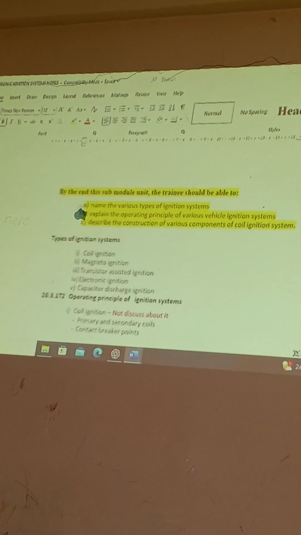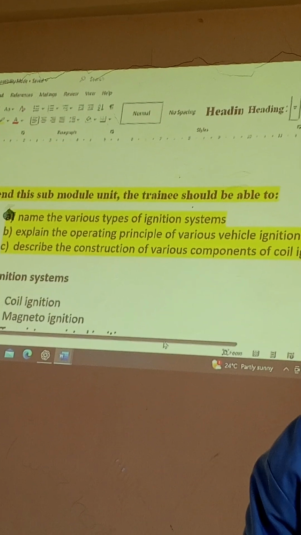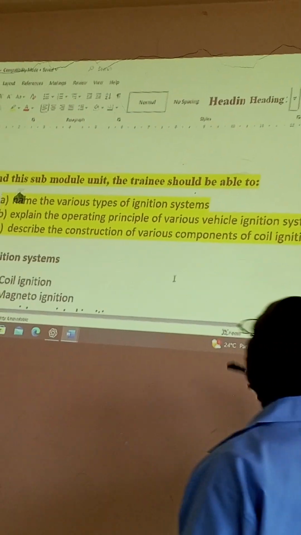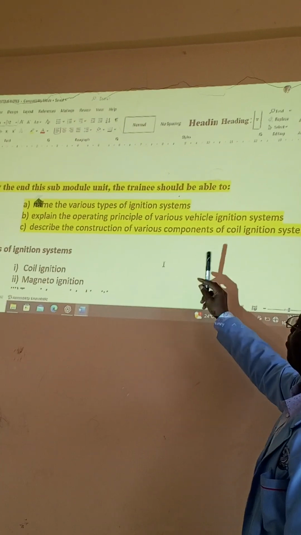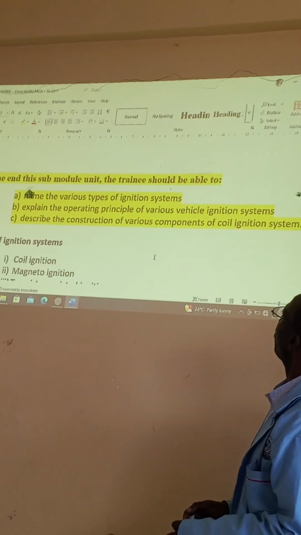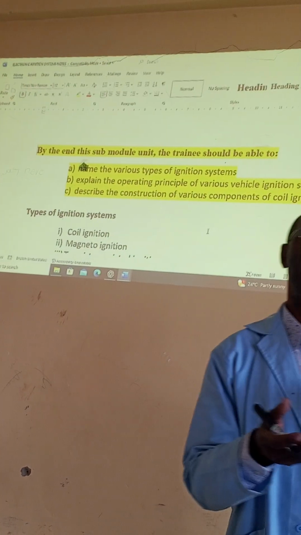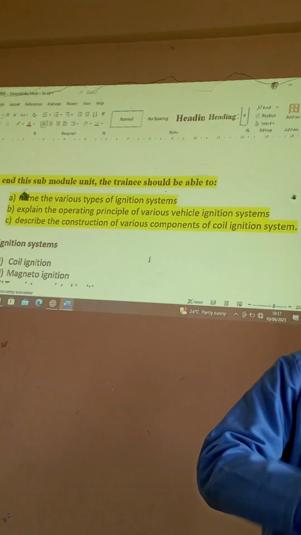By the end of this lesson, the students will be able to learn about the various types of ignition systems. I'm going to explain the operation principles of ignition systems and the construction of various components of the ignition system. Then from there you're going to follow up and describe the rest, because this is just the mechanical one, the oldest ignition system.